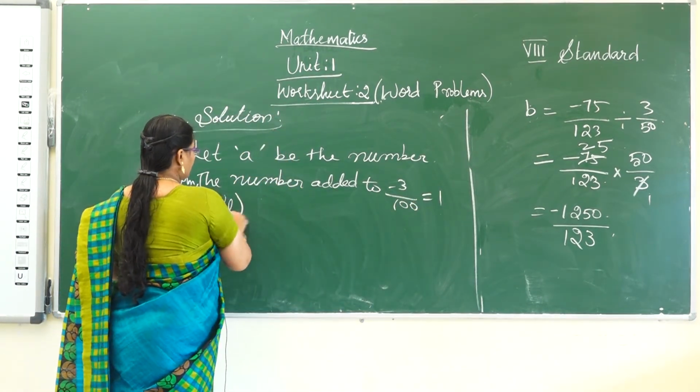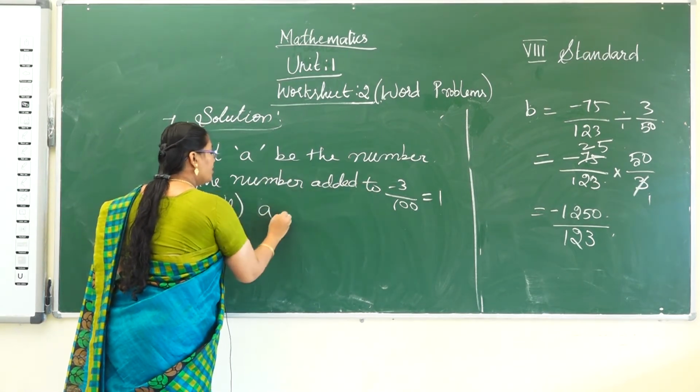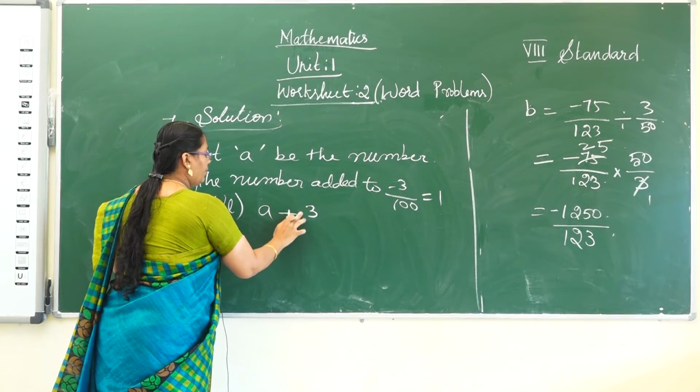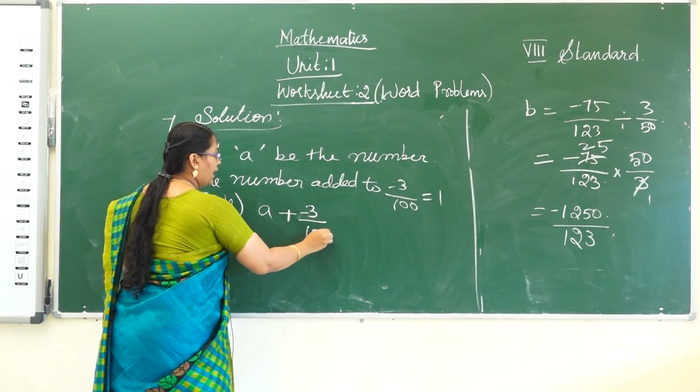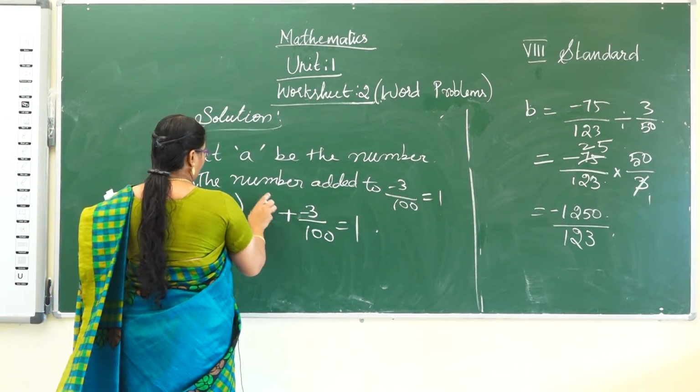So that is the number we have considered A. Okay. Added to which one? Minus 3. If you need, write separately like this. Okay. So A plus minus 3 by 100 is equal to 1. Now find out that number's value. Okay.